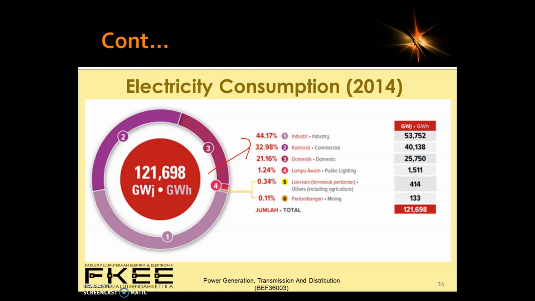The percentage division of applications that use this electricity is 44% from the industry, 32% from the commercial, 21% for domestic, 1.2% from the public lighting, 0.3% from others including agriculture, and 0.11% from the mining. So the total is about 121,000 gigawatt hours.